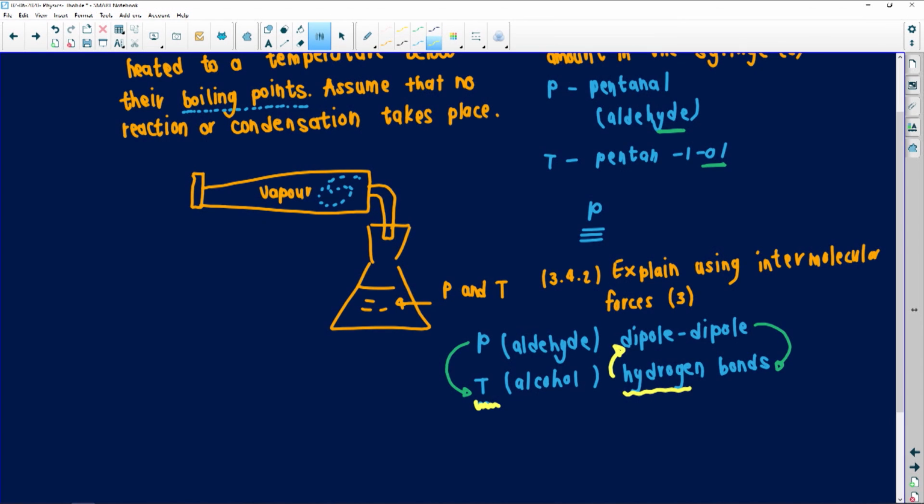Why? Because P has dipole-dipole forces, whereas T has hydrogen bonds. These are the intermolecular forces of these two. And I think then we could have scored 3 marks. But remember, when you're explaining, you must bring in the one you're talking about in comparison to the other, and using intermolecular forces. I think with this question, what the examiner wanted to find out was that you had to identify that one was an alcohol, one was an aldehyde, and then say which one will be stronger between the dipole-dipole forces and the hydrogen bonds. That is how I would have explained this question.